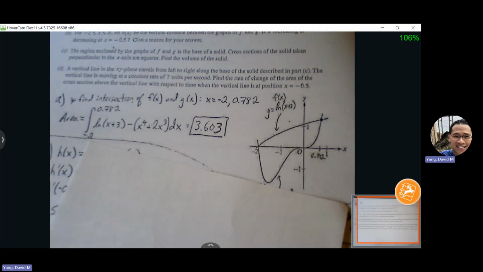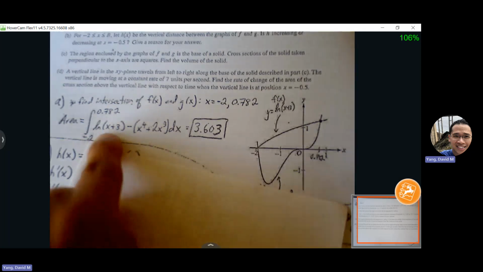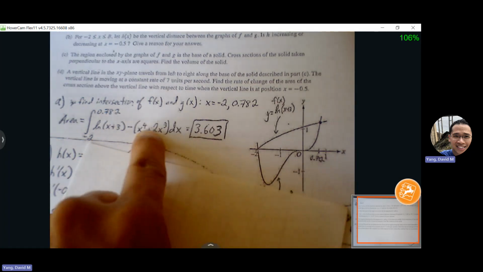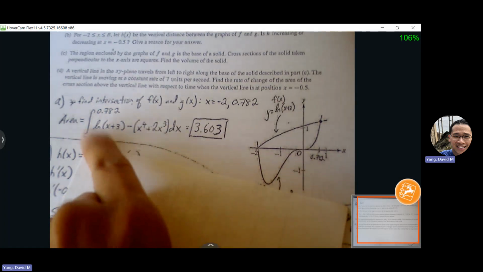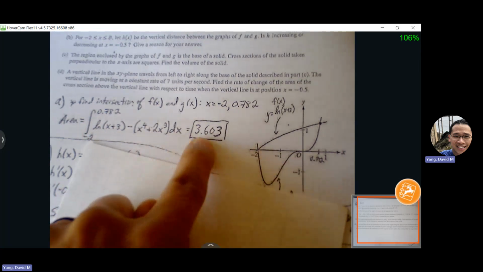Okay, so our top function is natural log of x plus 3. Our bottom function is x to the fourth plus 2x cubed. If it helps, maybe you want to graph this under y1, graph this under y2, and then do math 9 from -2 to 0.782 and do y1 minus y2 dx.